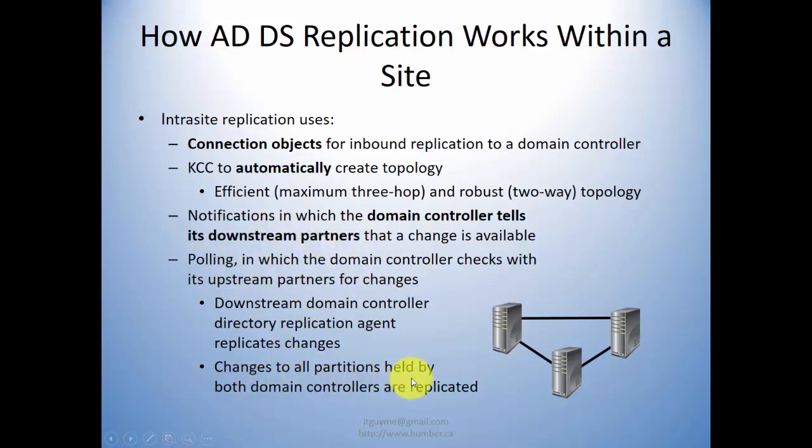So changes to all partitions held by both domain controllers are replicated. So KCC makes sure replication is going smoothly between all the domain controllers. Maybe there are 300 branches, 300 domain controllers. Some branches may have 5 domain controllers, 10 domain controllers. Maybe in 300 branches there are 400 domain controllers, or 350, or 320. KCC just makes sure that it is working or not. And it's all about domain controllers communicating with each other.